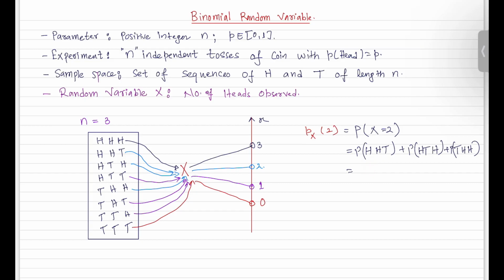So what's the probability of this event? That will be p square times 1 minus p. And similarly we have two heads and one tail, so plus p square into 1 minus p, plus p square into 1 minus p, right? So that will be 3 times p square into 1 minus p. And recall from our binomial probability, that is the same as 3 choose 2 times p square times 1 minus p.